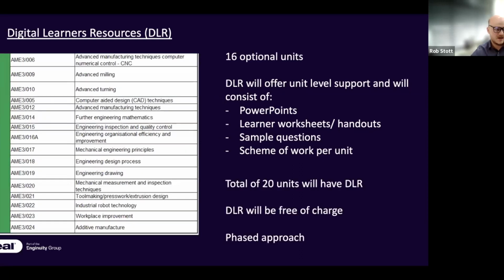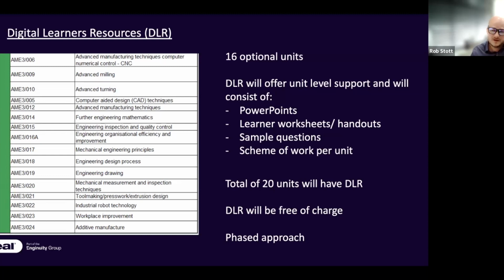Just looking at the DLR that we're going to be producing for the optional units, as you can see there, we've got 16 different optional units. Those are, I suppose, the most popular units selected from the old machining standard, and the ones that are most relevant, which we feel you will be using as centres in putting your learners through. So there's a range of units covering the knowledge element. Again, that means PowerPoint presentations, learner worksheets, handouts, sample questions and schemes of work for each of those units. All in all, 20 units will be developed which will have DLR attached to them.